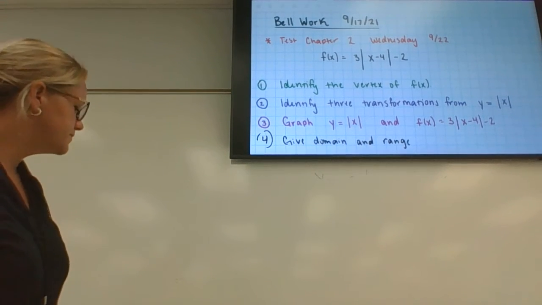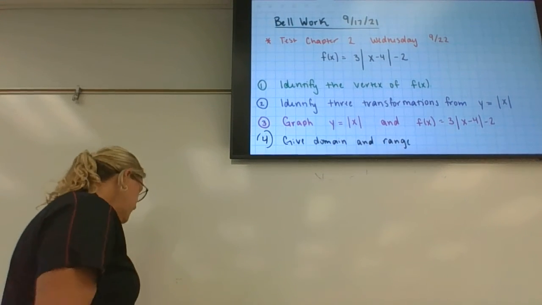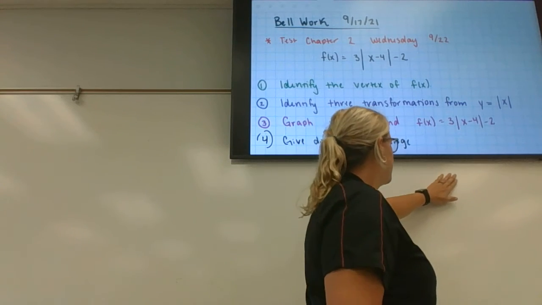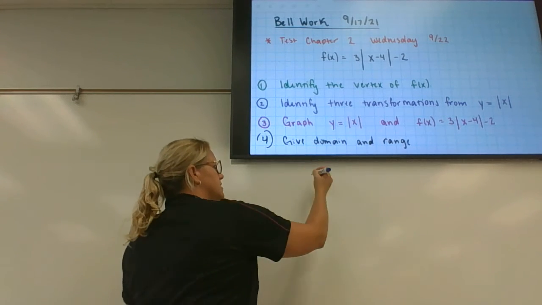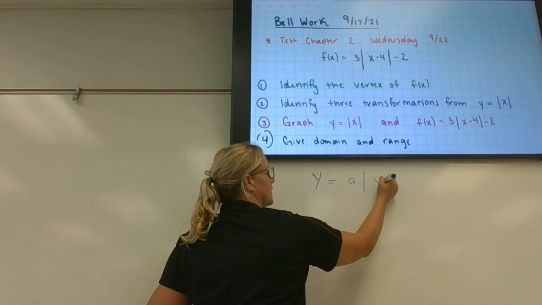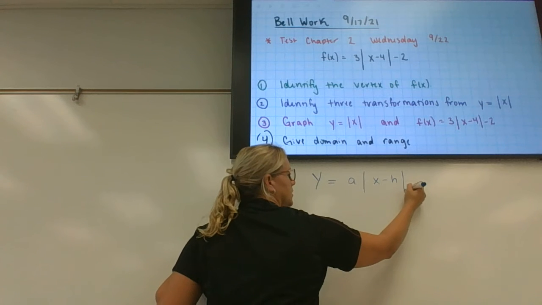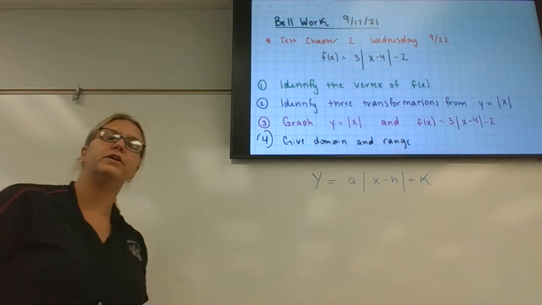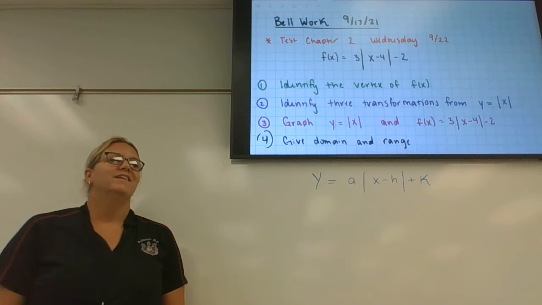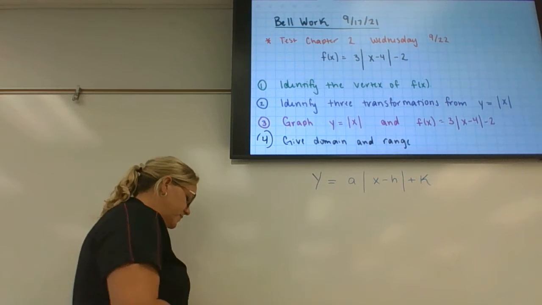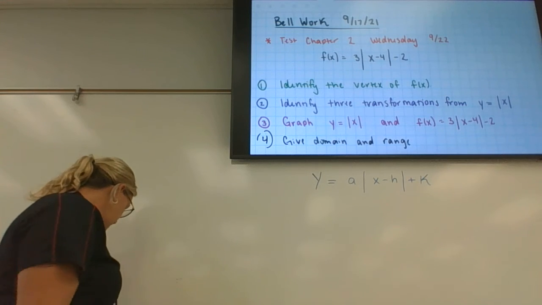Okay, so what you need to have memorized is the model for absolute value equations. So if you don't have this memorized yet, you might want to put it on an index card or just make it the background of your phone. Look at it, memorize it, maybe label it, so that you really have that down.